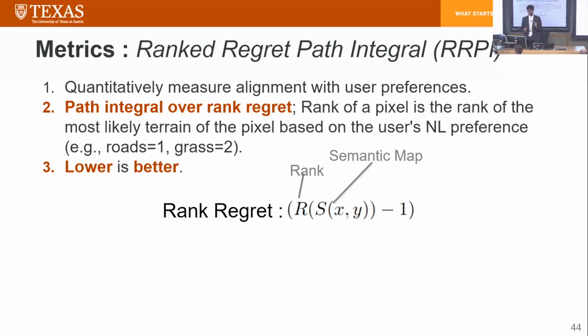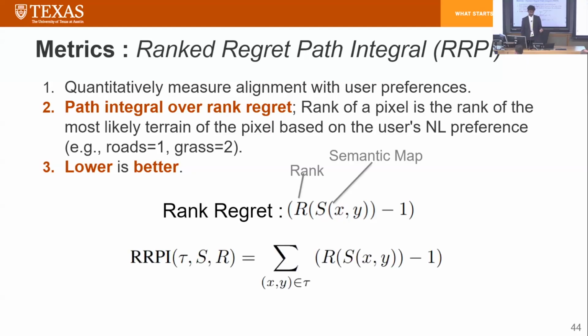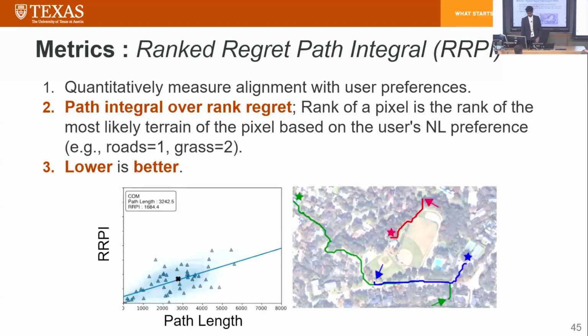for each pixel, we have a particular class. Each class has a rank. So each pixel has a rank. And then we subtract the best rank, that is 1, and we get the rank regret. And then given the path from the A-star planner, we calculate the RRPI metric by using a path integral. And the idea is, the lower the path integral, the better.